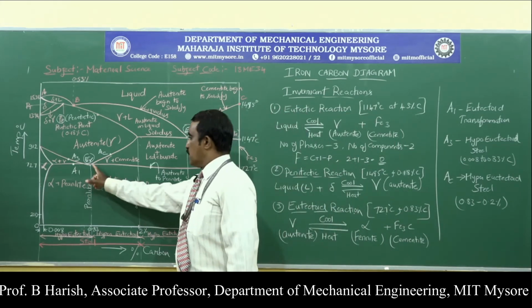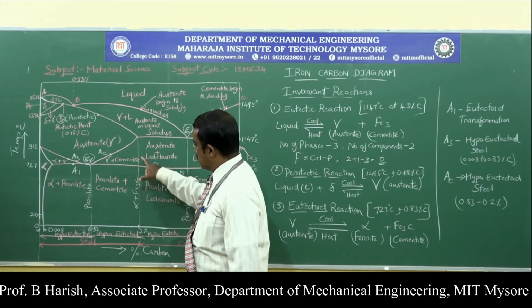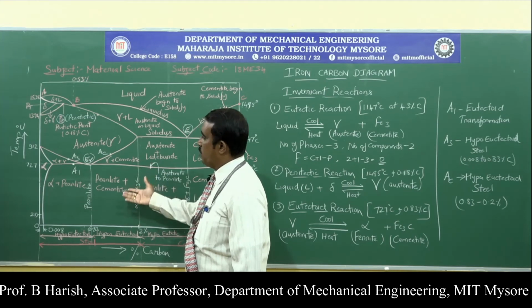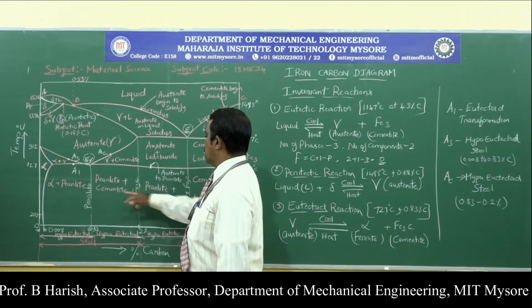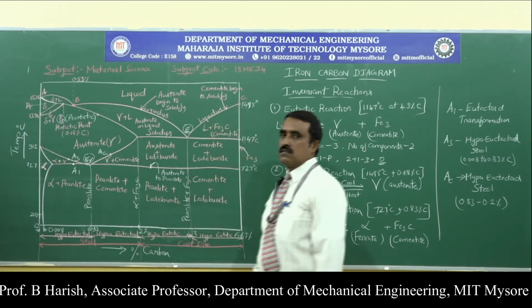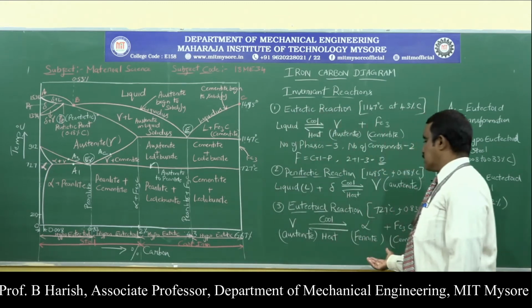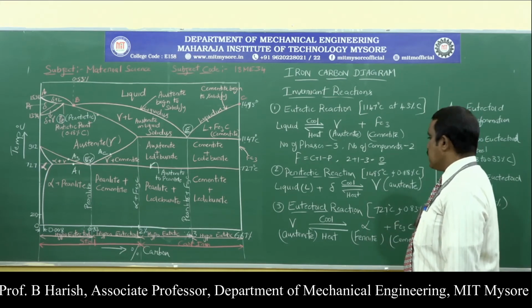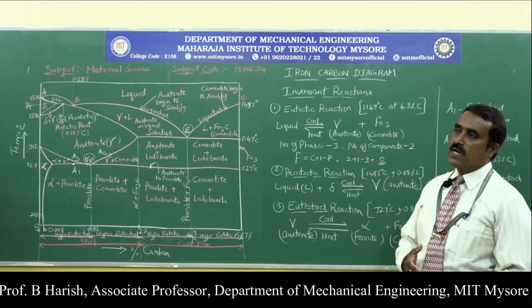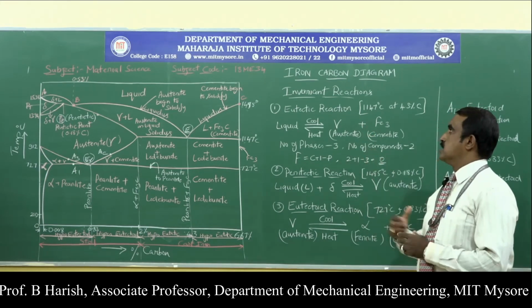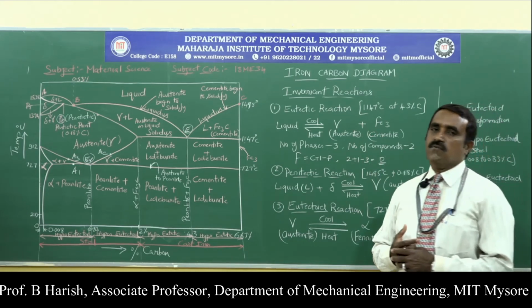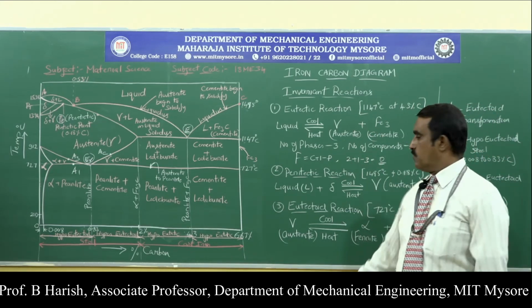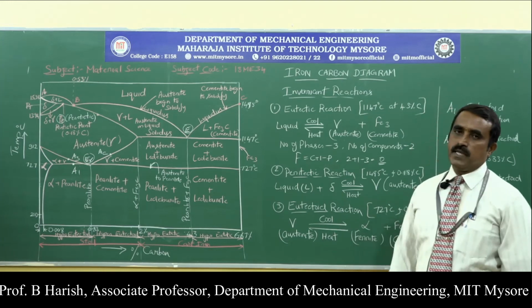So here you can observe that this is the region where one more form, ferrite, and then cementite is there. So that is the third invariant reaction, where austenite gets transformed into ferrite and cementite. So three invariant reactions we come across: one is the eutectic reaction, second is the peritectic reaction, third is the eutectoid reaction.